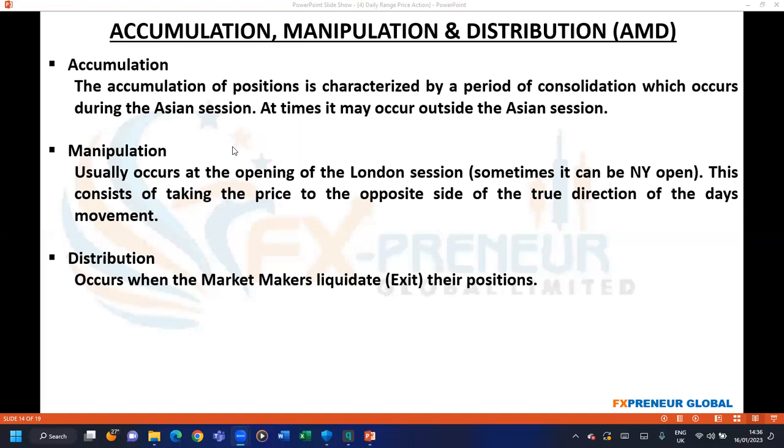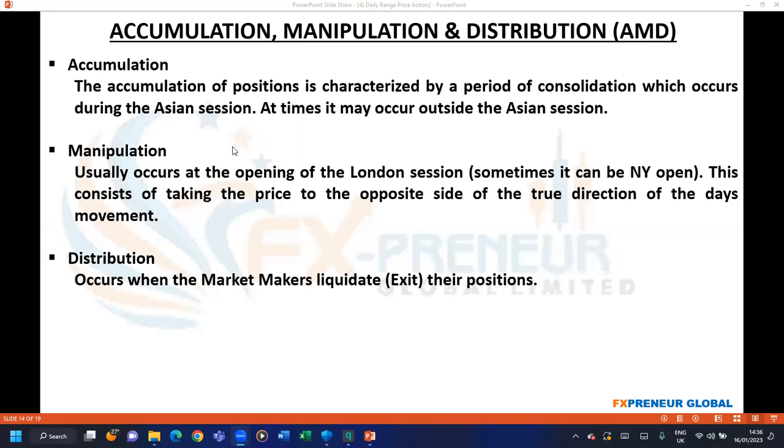Right, this occurs during the London Open. Sometimes it extends to the New York Open. It's a deliberate move to take price to the opposite side of the true direction of the day's movement. After the period of manipulation, a setup is issued and then the trend move occurs. Then after the trend move, we go into the period of distribution.